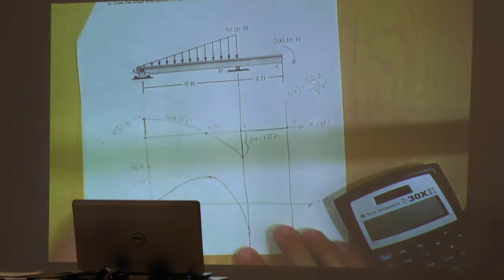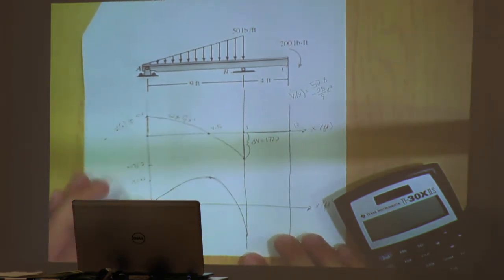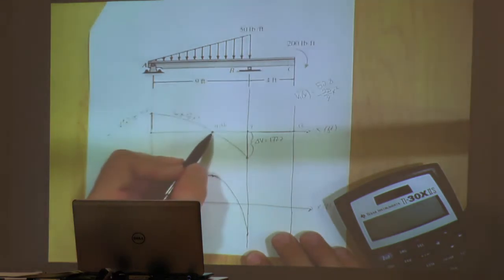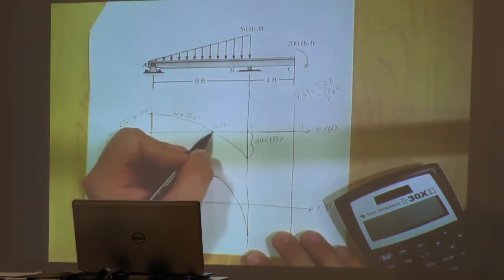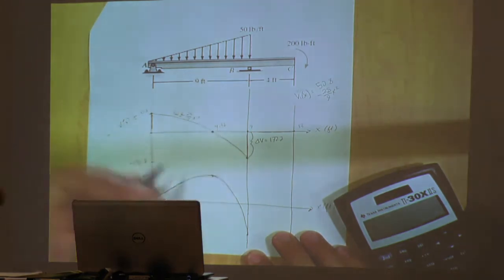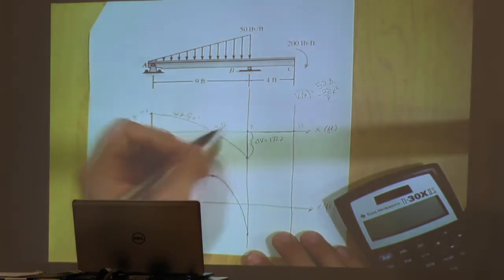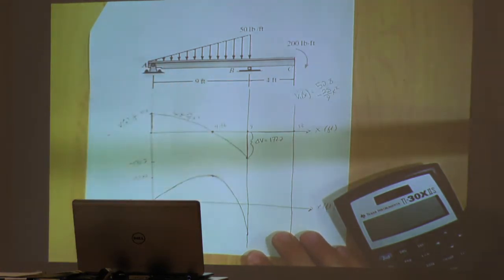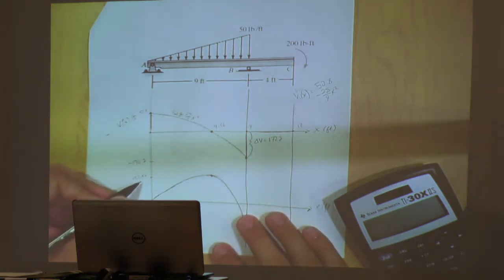So does anyone have any questions so far in solving the first part? How'd you get the maximum again? Very good question. Since our shear equals 0 at 4.36, that means it's either a max or min. So we just plug in this 4.36 feet, which is our x distance, into our moment equation. Good question. That's 153.47.